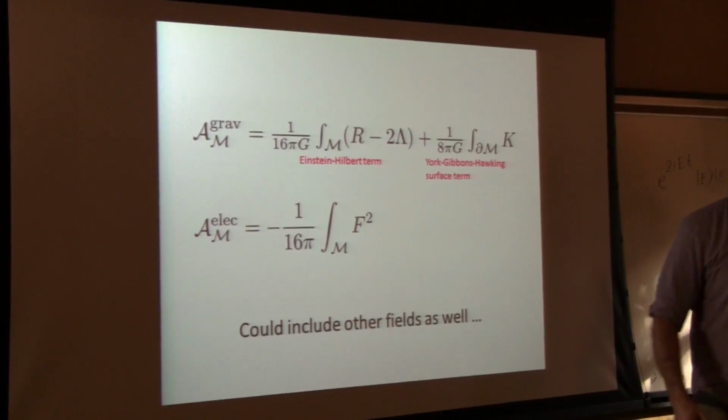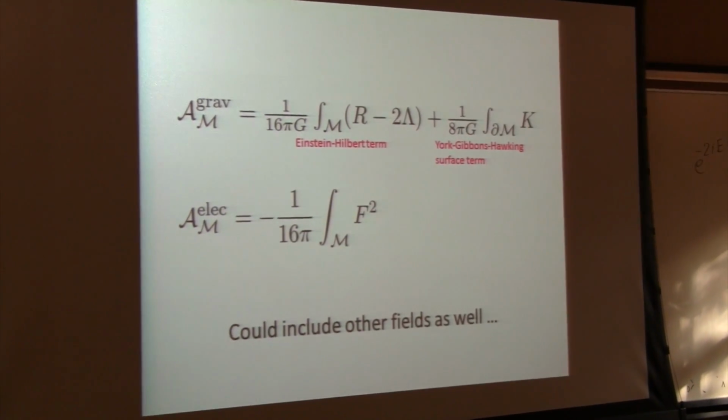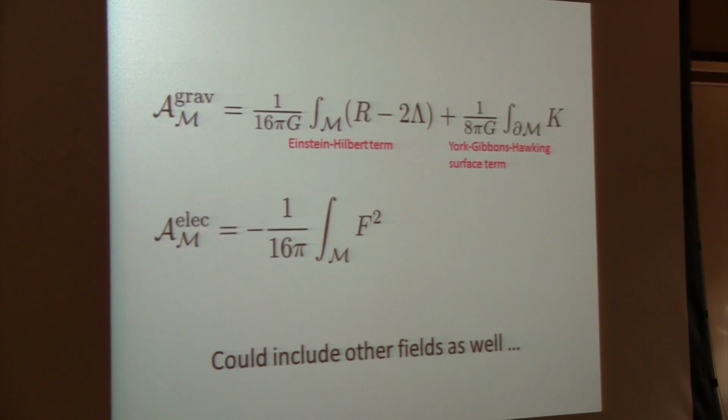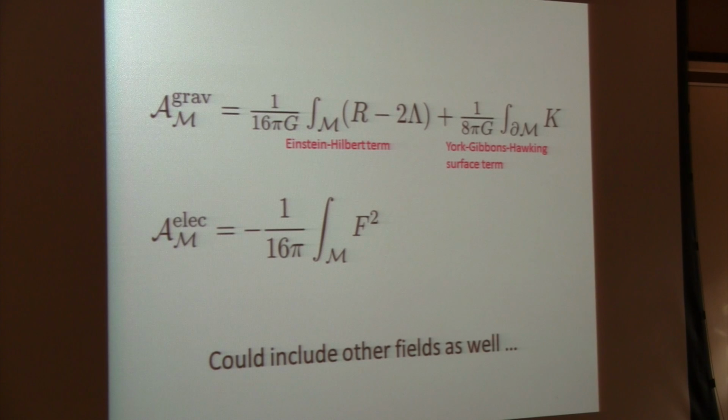May I ask you? Usually when you have an action like that and you compute the value of the action on equations of motion, you typically get the area of the horizon. The action is proportional to the entropy, the area of the horizon. You mean like the Euclidean action? Yeah, so this is the Lorentzian action.